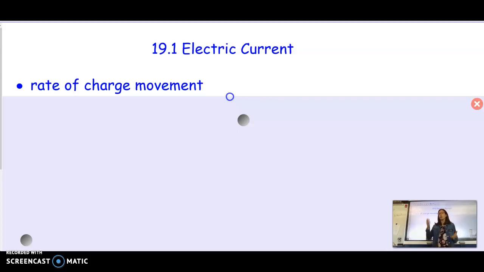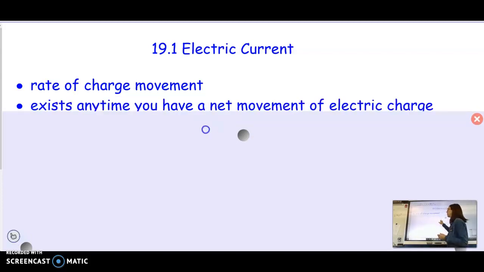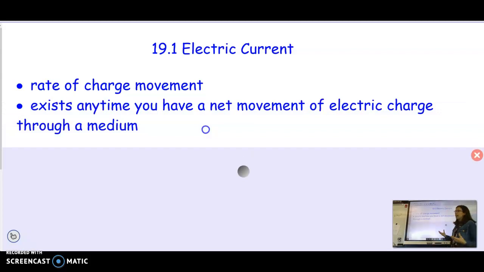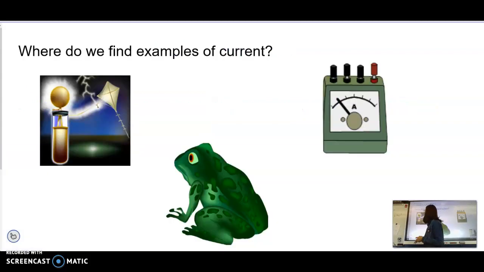Same idea with charge. If we have more charge going by us every second, imagine sitting in a wire and watching that charge go by. The more charge there is going by us every second, the bigger the current's going to be. And this exists anytime you have a net movement of electric charge going through a medium. Most of the time we'll specifically talk about charge moving through a wire because that's the most common example.